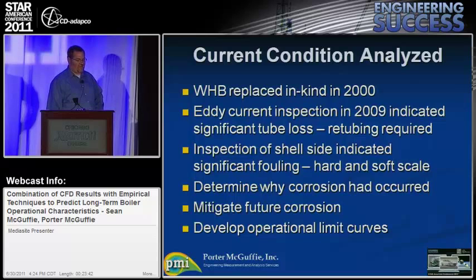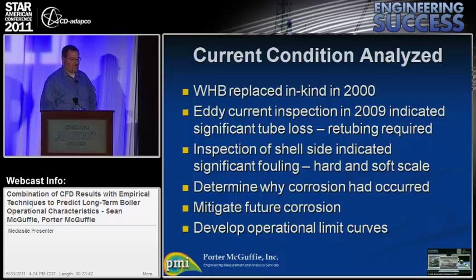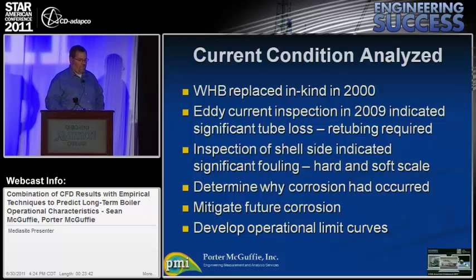The fouling, as they inspected it as best they could, coming in through the manways, consisted of both a hard and soft scale. Unfortunately, because you have to pull the tubes out through the tube sheet, all of the soft scale was lost as the tubes were being pulled out, and we couldn't get very good chemical composition data out of them. Our job was to determine why corrosion had occurred and mitigate future corrosion that could occur in operation of the boiler, and then develop operational limit curves.